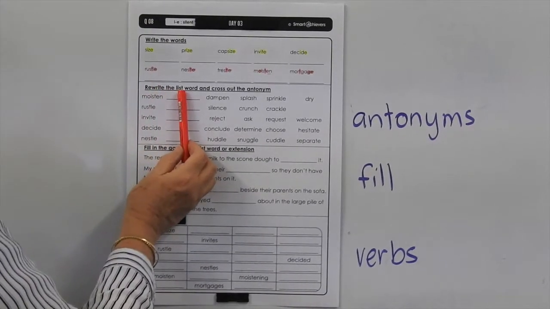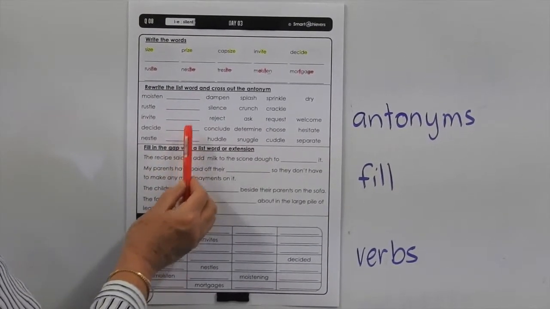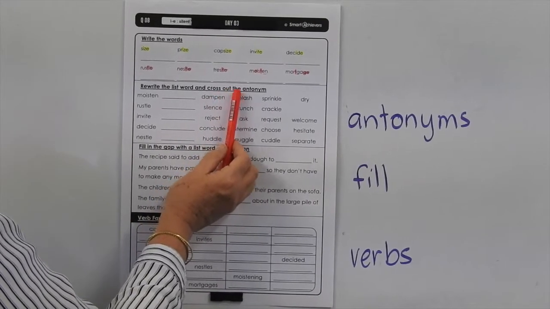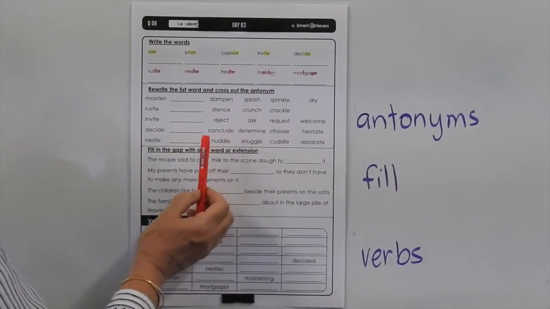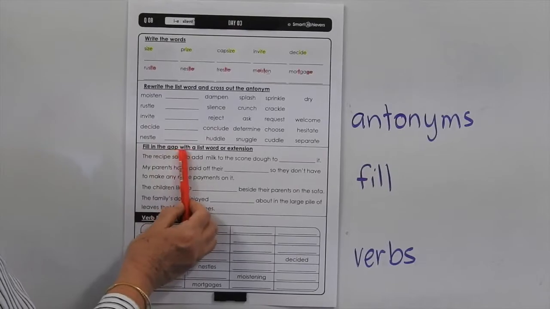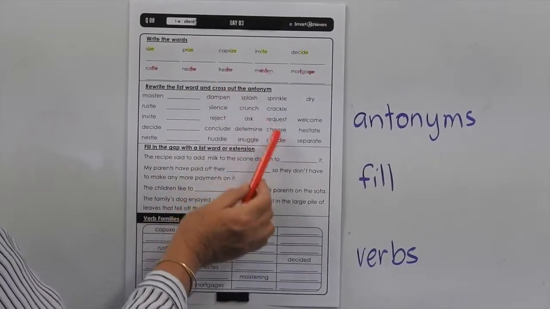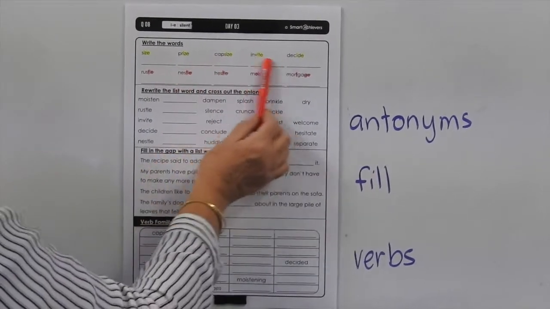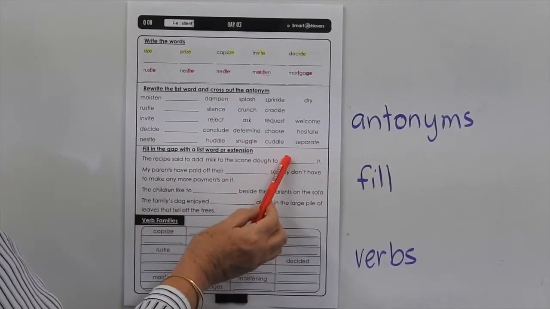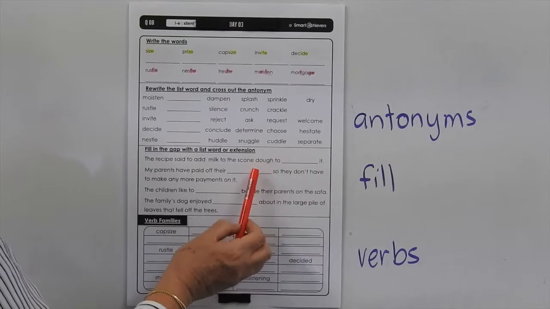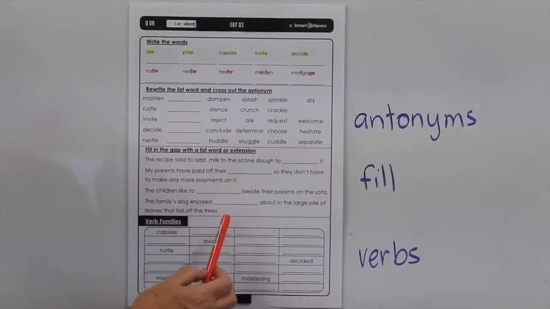Now here you just have to rewrite the list word and then cross out the antonym. So that's a little bit different. Fill in the gap with a list word or extension. So just be aware you may have to add to some of these base words to make the word appear in its correct form in these sentences.